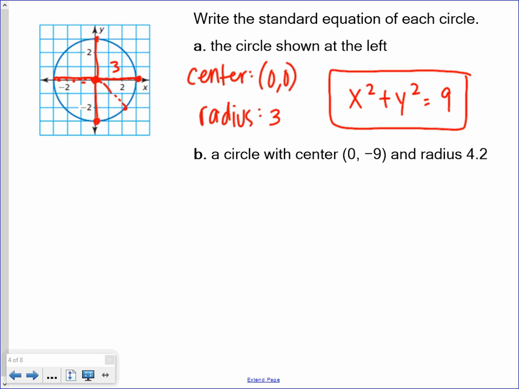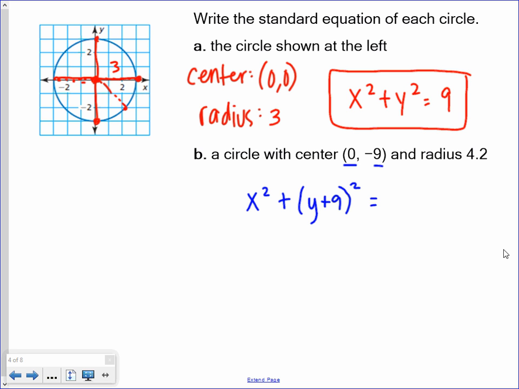Letter B doesn't give us a picture, but that's okay. They give us the center and they give us the radius. Now, if my center is at 0, negative 9, it didn't go anywhere horizontally. X is still at 0, so we just write it as x squared. But the y moved, so that's going to involve some parentheses. Now again, you got to think opposites. If it moved down 9, you actually want to put plus 9 in parentheses, because you're thinking what makes it 0. And then it always equals the radius squared.